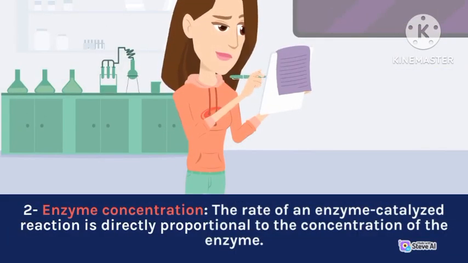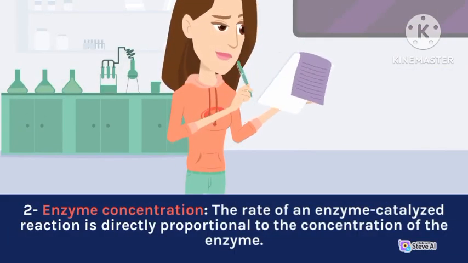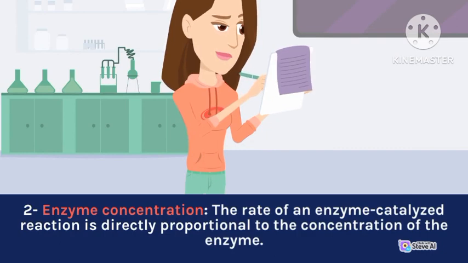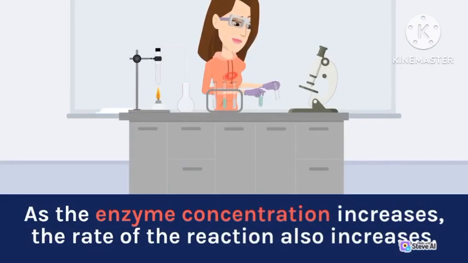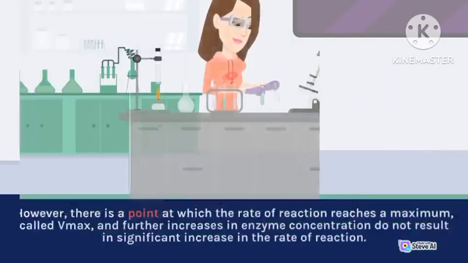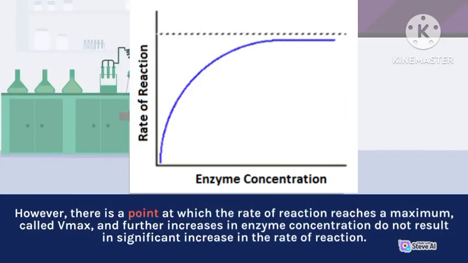2. Enzyme concentration. The rate of an enzyme-catalyzed reaction is directly proportional to the concentration of the enzyme. As the enzyme concentration increases, the rate of the reaction also increases. However, there is a point at which the rate of reaction reaches a maximum, called Vmax, and further increases in enzyme concentration do not result in significant increase in the rate of reaction.